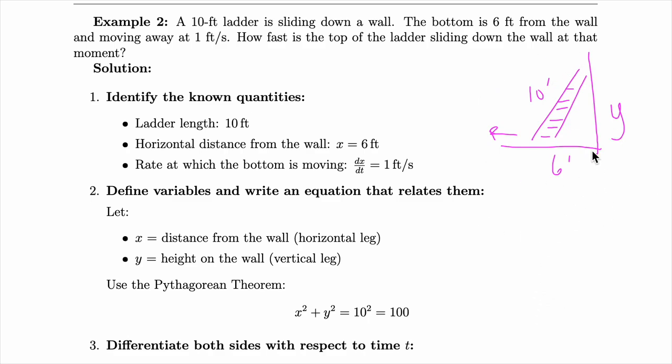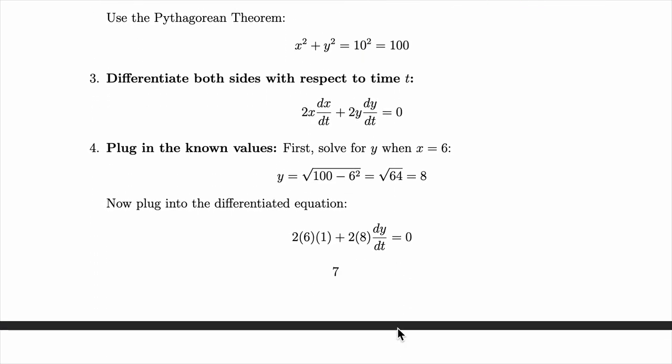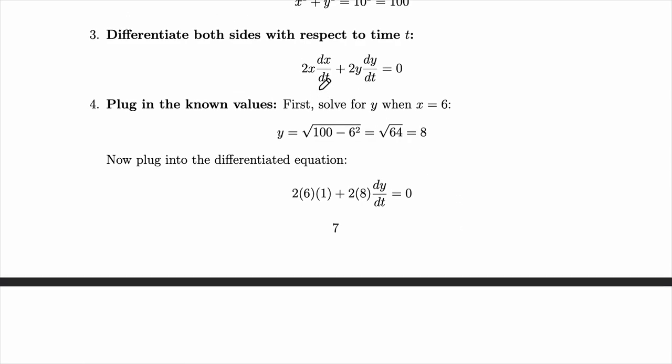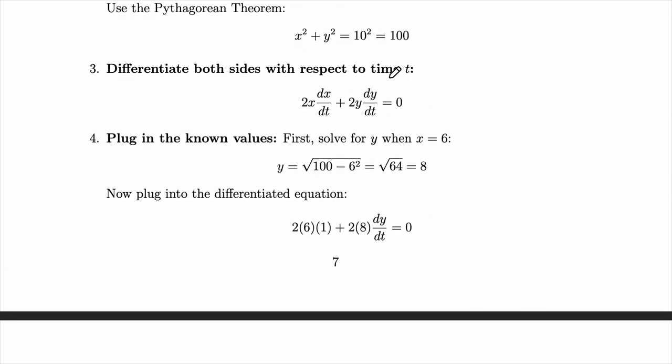And then we have to figure out how to relate all of these variables. So again, you have to be able to identify that this is a right triangle, and we're going to use the Pythagorean theorem here, which is a squared plus b squared equals c squared, or specifically in our case, x squared plus y squared equals 10 squared, which is the same as 100. Now we are going to differentiate both sides with respect to time. You can see the original equation there. Again, I'm not going to go over that in depth, but that is the derivative there.